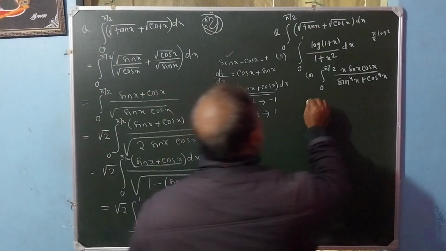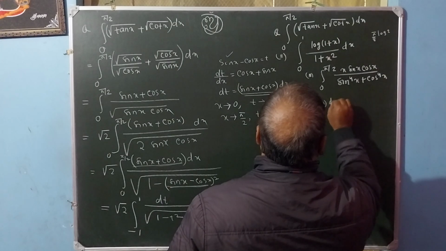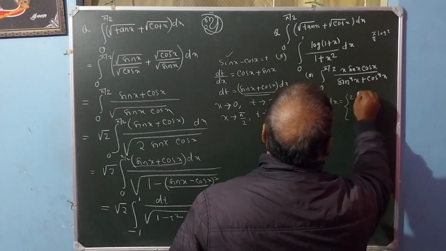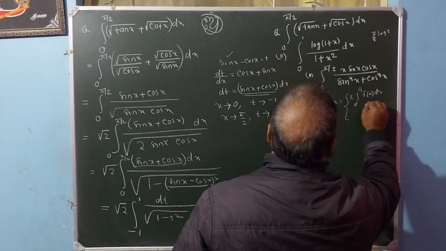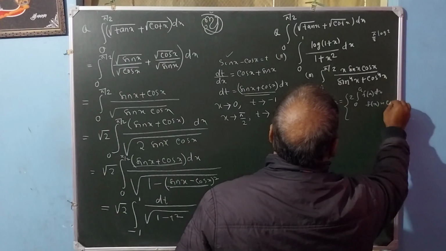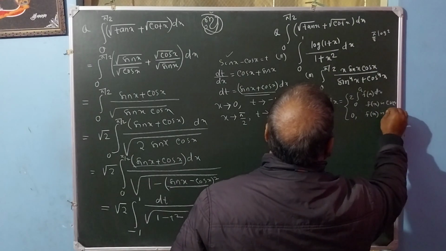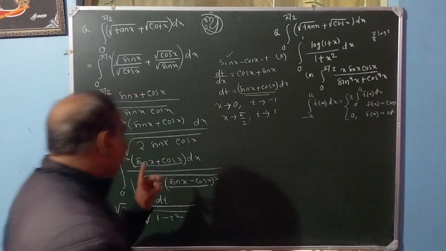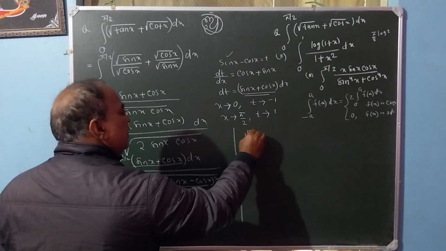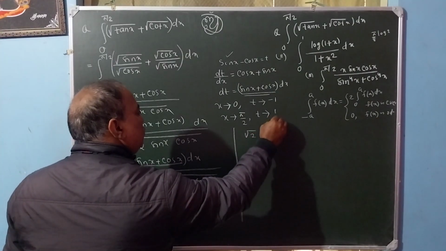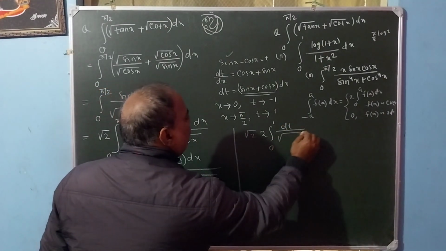We know one formula: integration from minus a to plus a of f x dx is equal to 2 times 0 to a of f x dx when f x is even, and 0 when f x is odd. So here it is an even function. So that can be written as root 2 times 2 times integral 0 to 1 of dt by 1 minus t square.